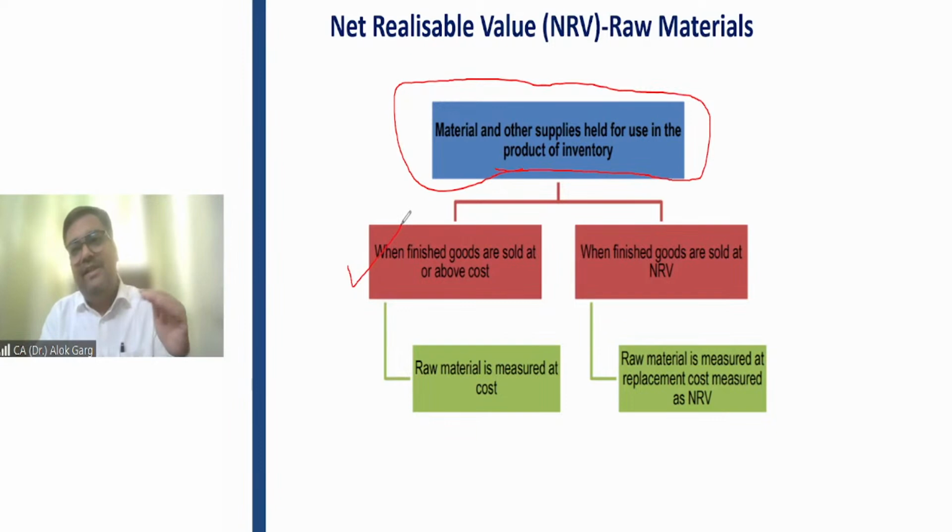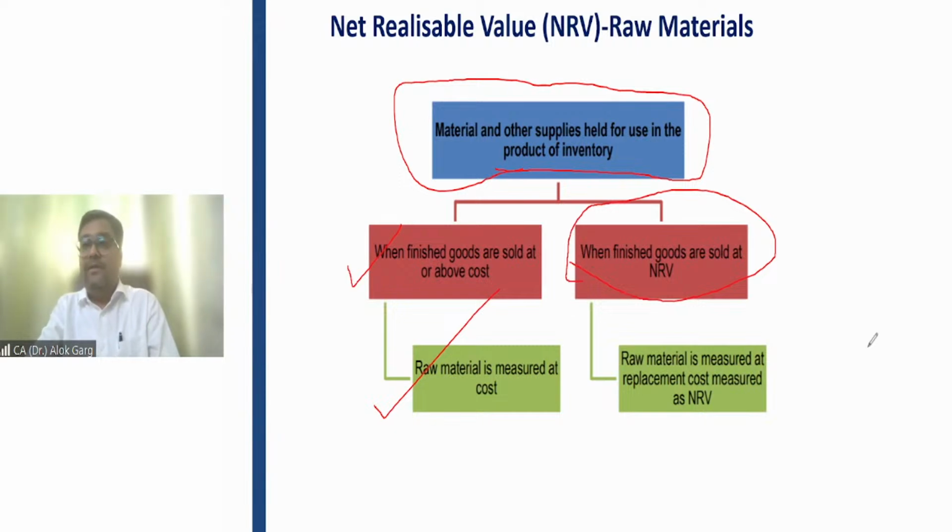In that case, if the finished goods are sold at cost or above cost, raw material is always measured at cost. But if the finished goods are sold at net realizable value, meaning cost or NRV, whichever is lower, and the finished goods are sold at NRV which is less than the cost, in that case the raw material is measured at replacement cost, which is measured at NRV. The raw material is also measured at net realizable value. Sir, what does it mean? I'll take an example.